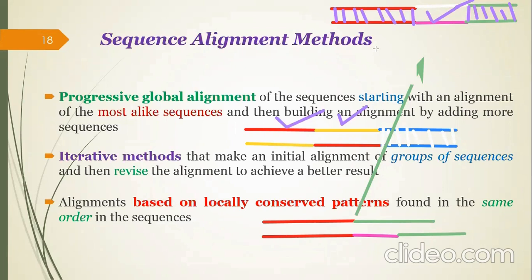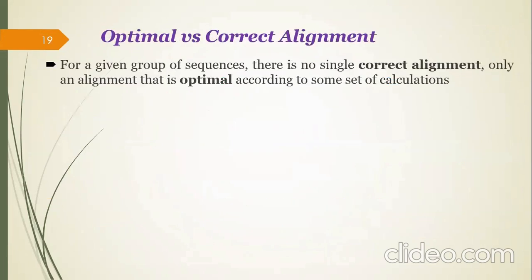Yes sir. Okay, and next is optimal versus correct alignment. So the issue with alignment is that we don't know, we can't say this alignment is correct. For a given group of sequences, there is no single correct alignment. And only an alignment that is optimal according to some set of calculations. So we can say this is an optimal alignment. Never ever say this is a correct alignment. Do use the word optimal. You can say this is optimal alignment according to a set of rules.